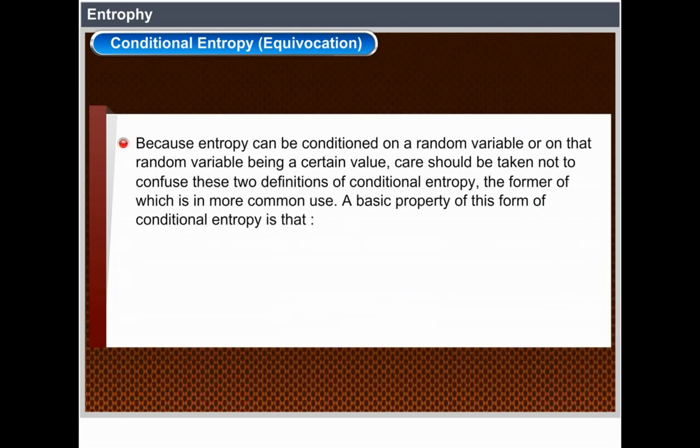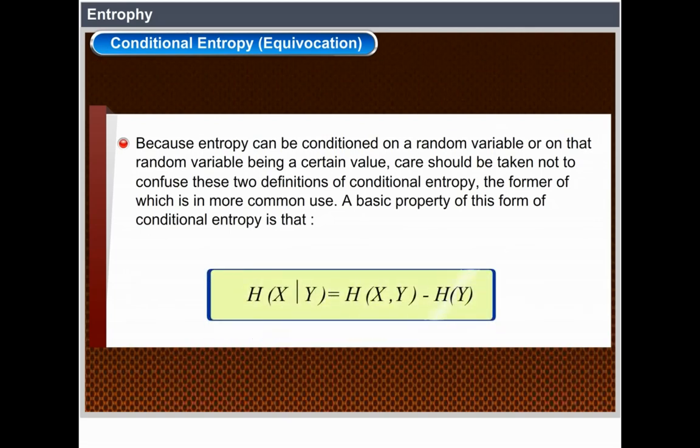Because entropy can be conditioned on a random variable or on that random variable being a certain value, care should be taken not to confuse these two definitions of conditional entropy, the former of which is in more common use. A basic property of this form of conditional entropy is that H(X|Y) = H(X, Y) - H(Y).